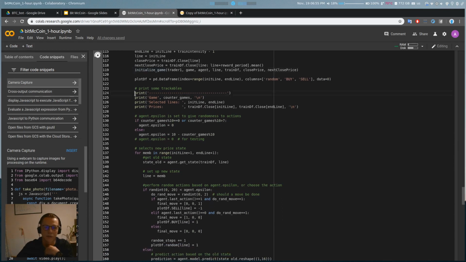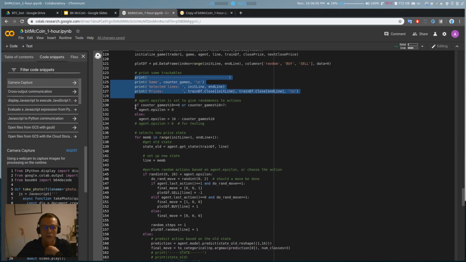We set up some trackables that we want to track, and we introduce some randomness to the games. So what this does is sets the models in such a way that it would only make its own decisions and not random ones for the last 3 games in each 10 of the games. So from 8 to 10, those are just the decisions of the bot.